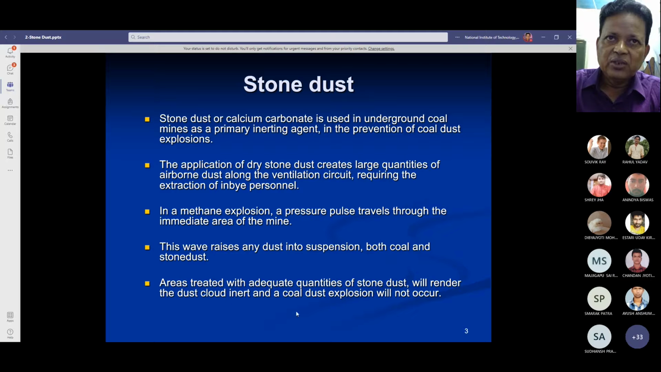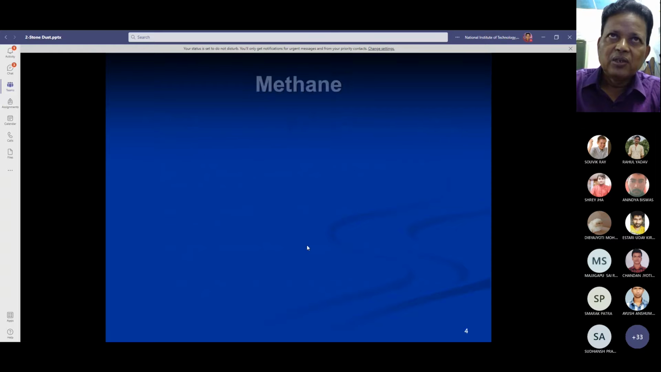Areas treated with adequate quantities of stone dust will render the dust cloud inert, and a coal dust explosion will not occur in your mines. So that is the novelty of stone dust application in coal mines.